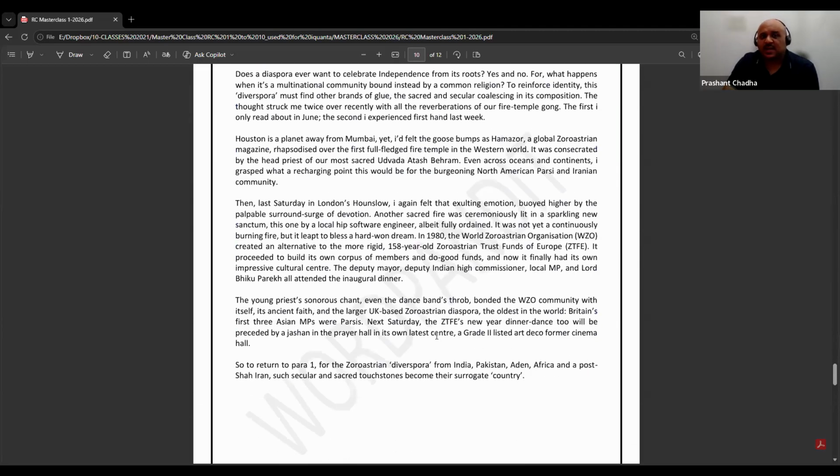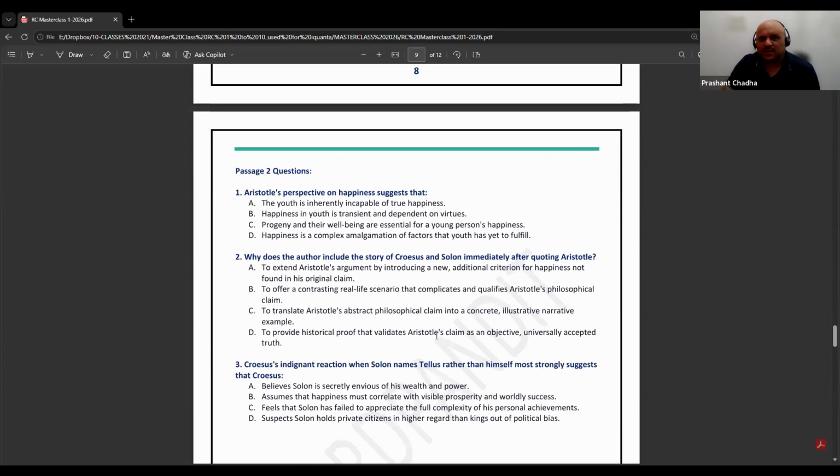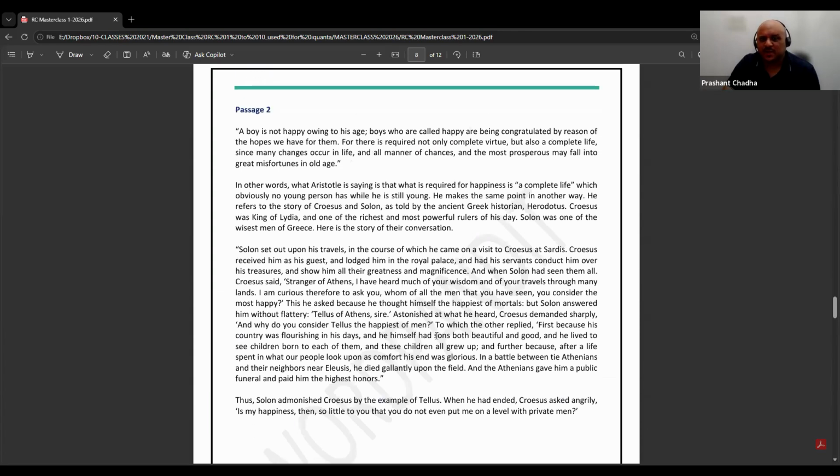Passage number 3, the third passage that we arrive at. What was the tone for the second passage? What would be the tone for this passage? Author's tone. Neutral is agreed. A, it is neutral, neither positive nor negative.